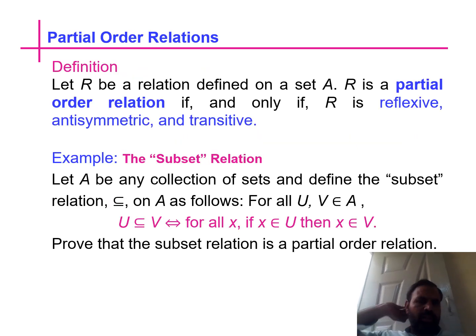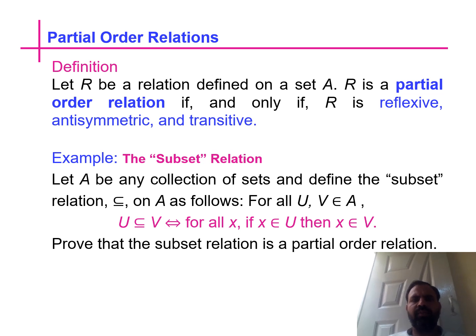Partial order relations. Let R be a relation defined on a set A. R is a partial order relation if and only if R is reflexive, antisymmetric and transitive. Here is an example, the subset relation. Let A be any collection of sets and define the subset relation on A as follows. For all u, v belonging to A, u is a subset of v if and only if for all x, if x belongs to u, then x belongs to v. We prove that the subset relation is a partial order relation.